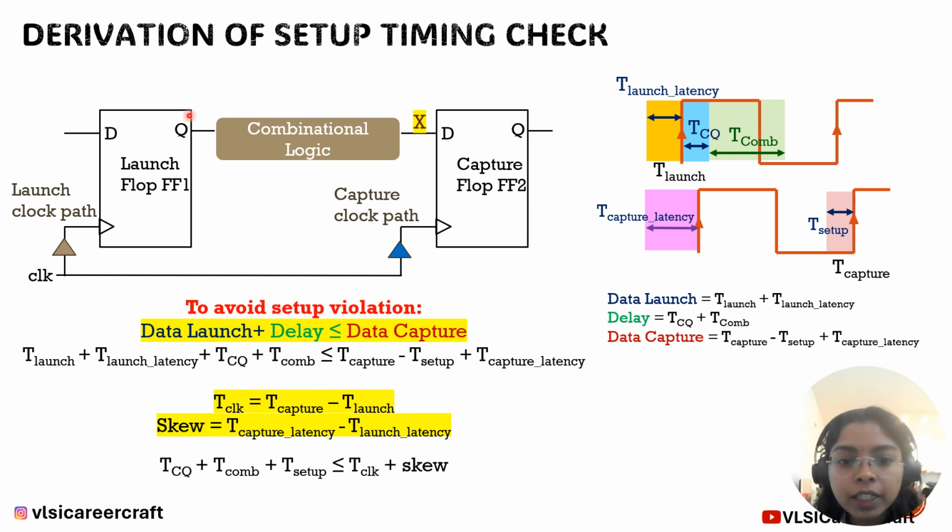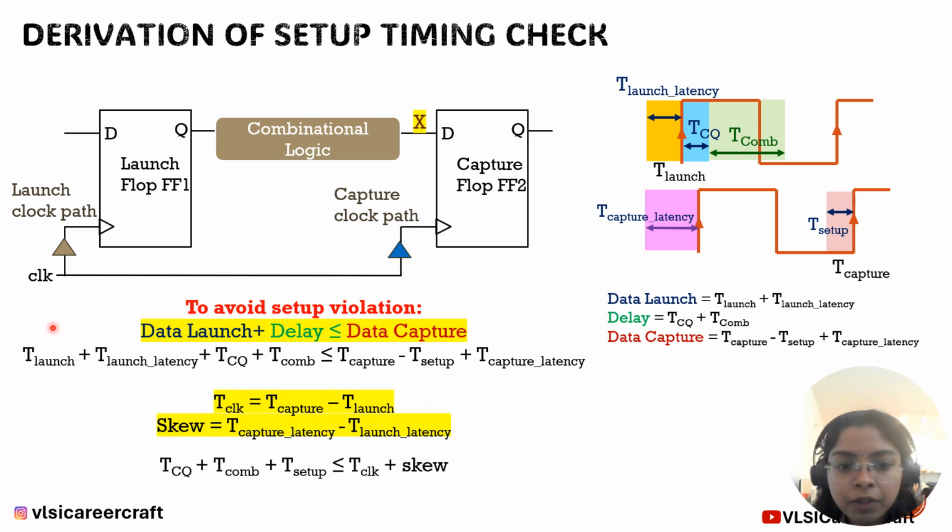So right now we need to derive the equation to make sure that there is no setup violation. So how do we avoid setup violation? If we make sure that the data is coming at the right point, that is before T setup, if the data arrives, there is no setup violation. So we can write the equation like this. Data launch plus the delay in the design, that is T clock to Q plus combinational delay, should be less than or equal to the data capture time. So we get this equation.